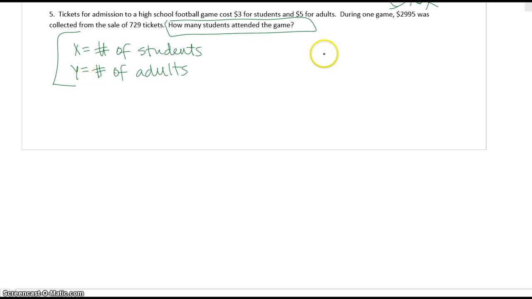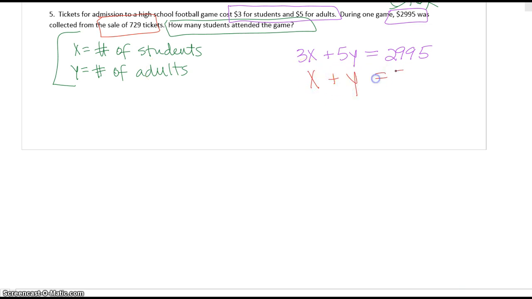If you have two unknowns, you're going to write two equations. And what you're going to look for is, we've got some costs here per ticket and a total cost. We've got a total cost of $2,995. Well, how did they get that? They collected $3 from every student and $5 from every adult to give them a total of $2,995. They had a total number of sales as well. They had 729 tickets. We don't know how many were students and we don't know how many were adults, but we know that if we add the students and the adults, that's going to give us 729 total tickets.